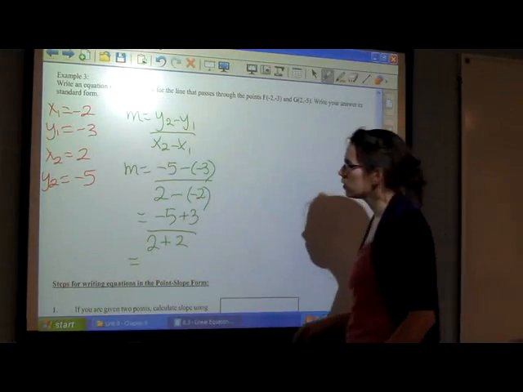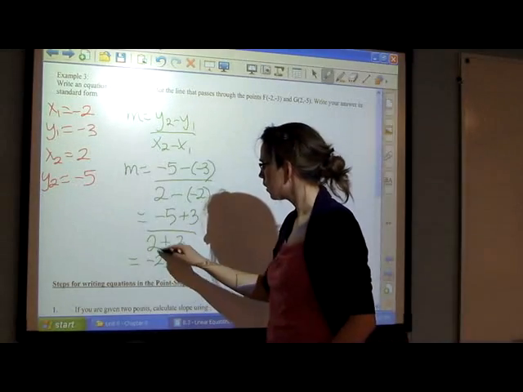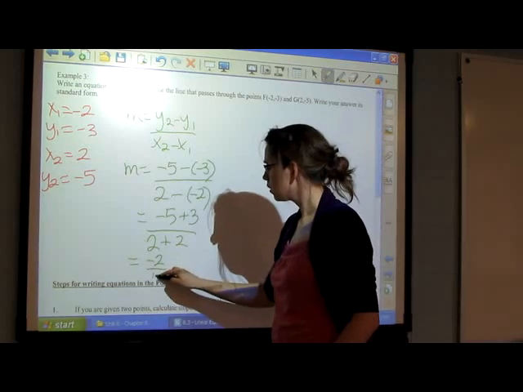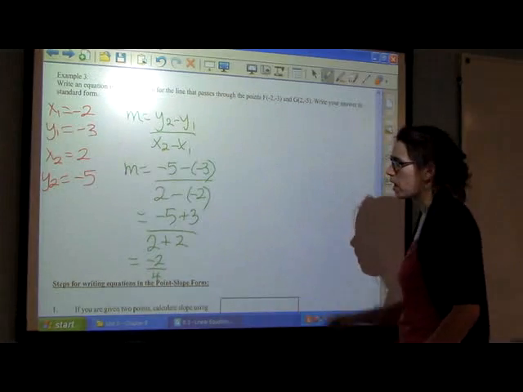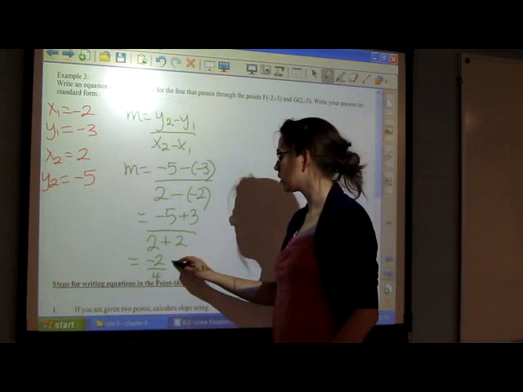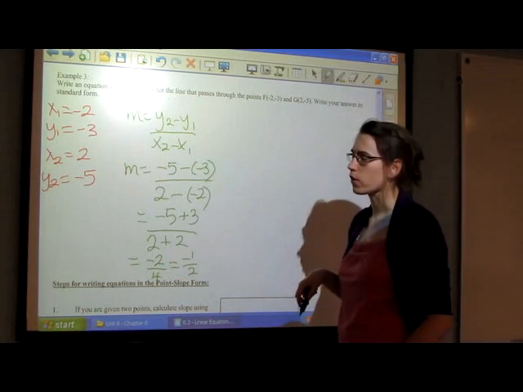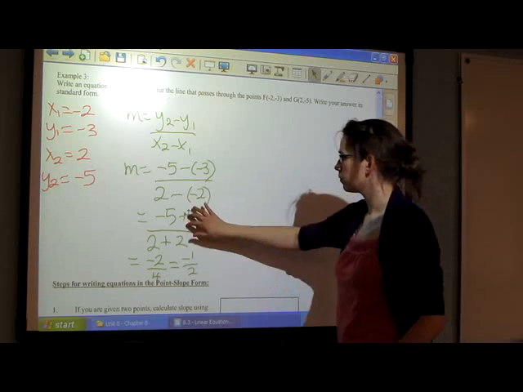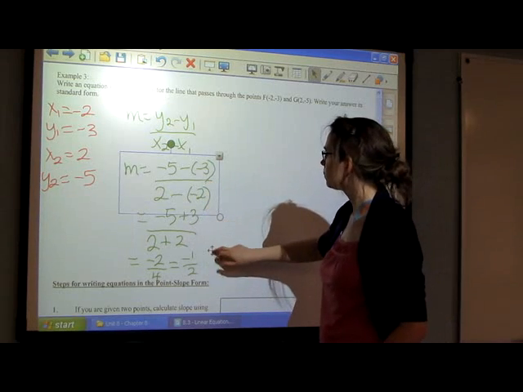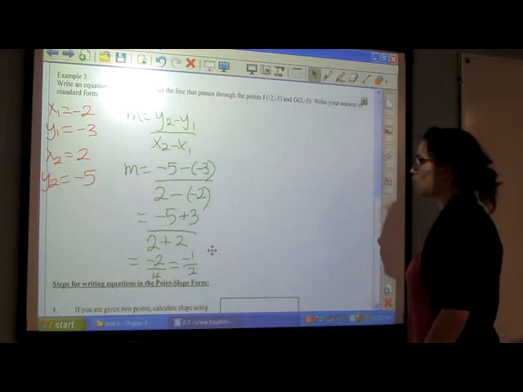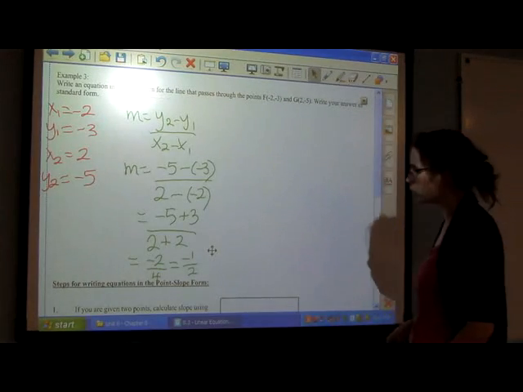-5 plus 3 gives us -2. 2 plus 2 gives us 4. And -2 over 4 is just the exact same thing as -1/2. Remember, reduce your fractions whenever you can. So, our slope is -1/2. We have ourselves 2 points.